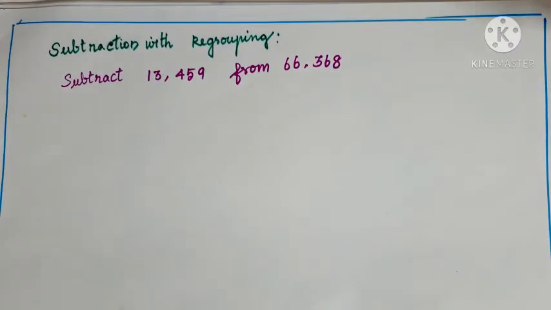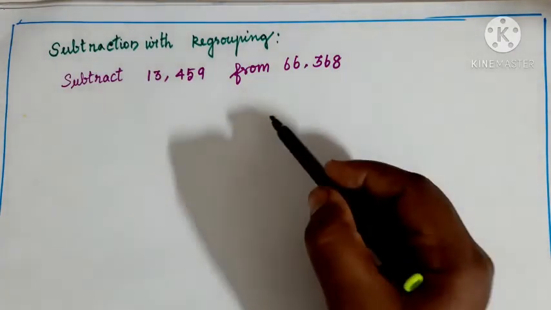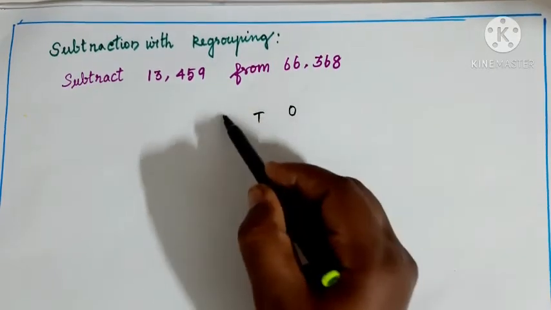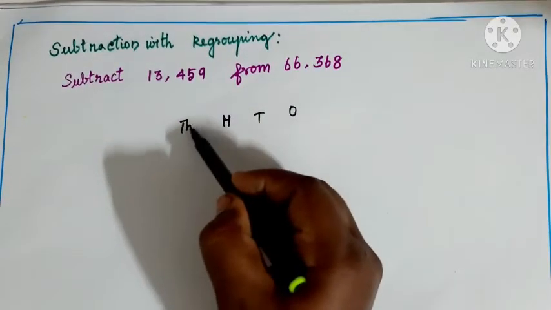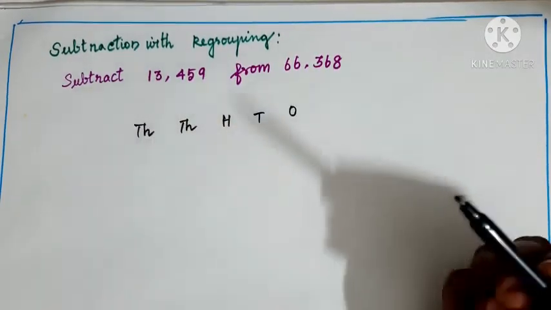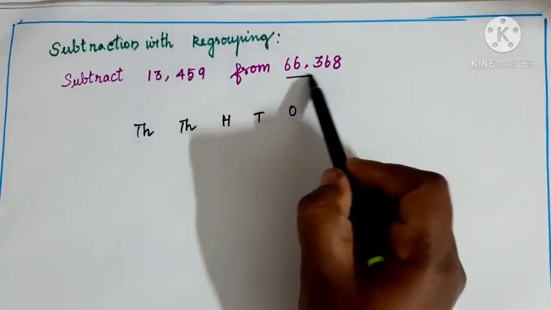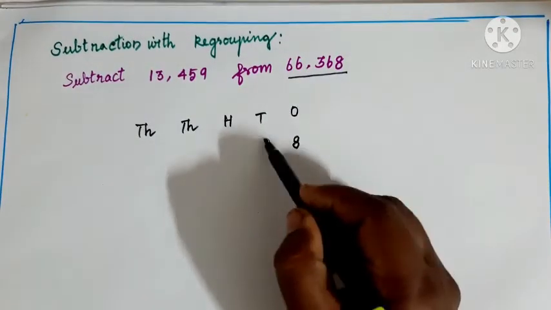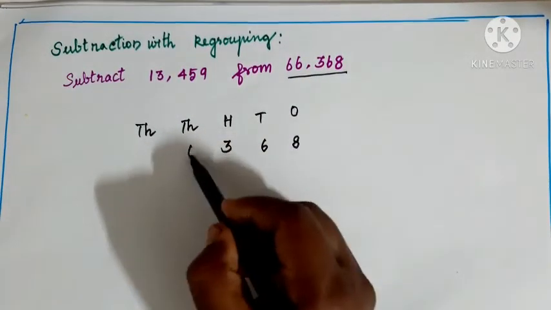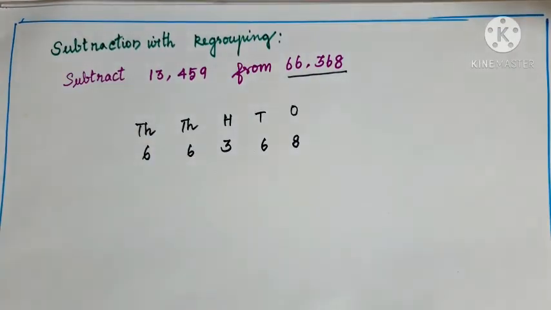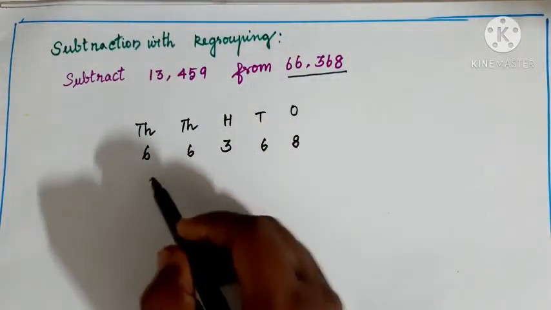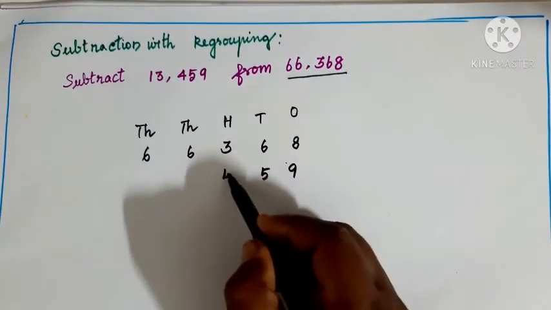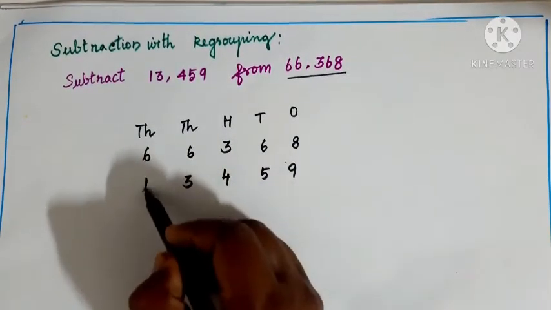Next we are going to see subtraction with regrouping. How to do it with regrouping? Same way you have to write it in the place value: ones, tens, hundreds, thousands, ten thousands. Then from which number? The bigger number you have to write first. So 8, 6, 3, 6, 6. Next you write the lesser number, which is 9, 5, 4, 3, 1.